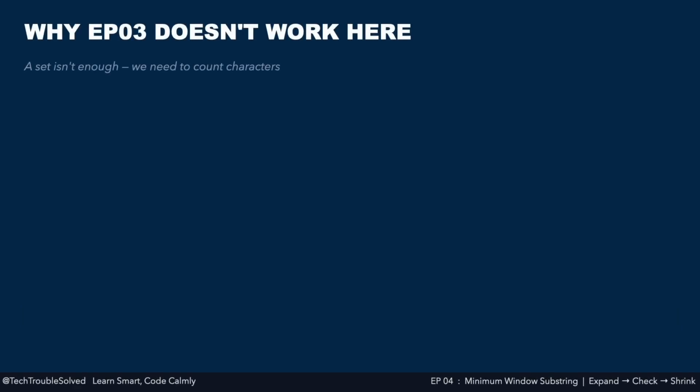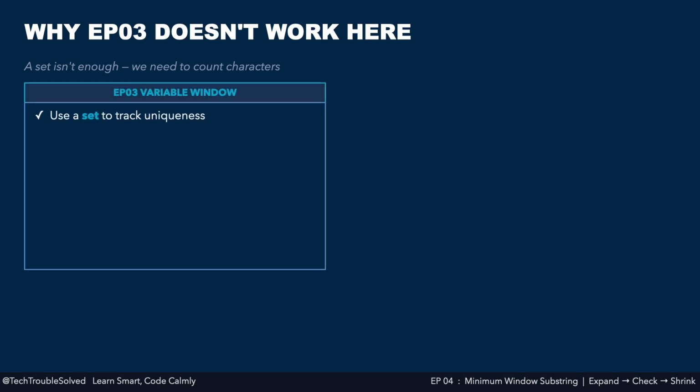So here is the natural thought. I used a set in episode 3. It worked great. Let me just use it again. In episode 3, the set tracked one thing. Is the character currently in my window? And the condition was no character appears twice. Set handles that perfectly. O of 1 lookup.